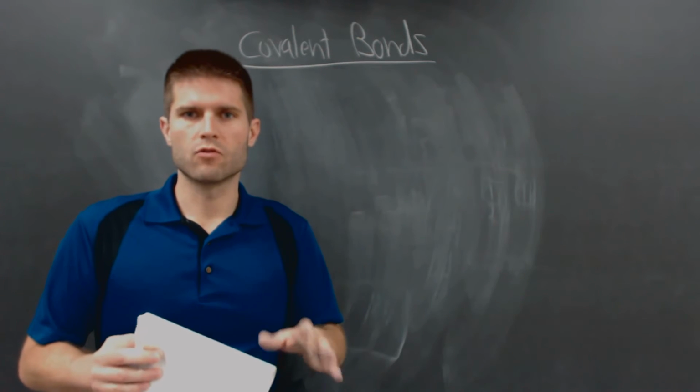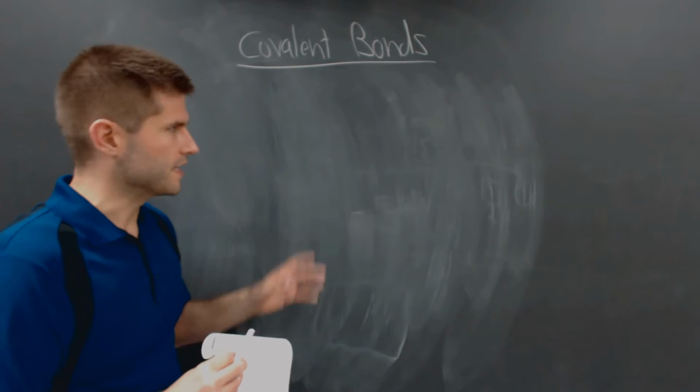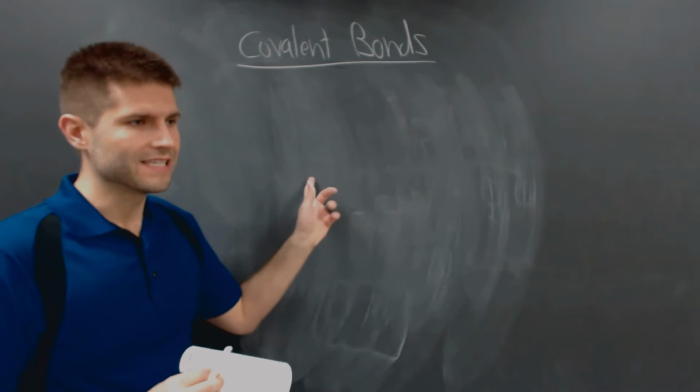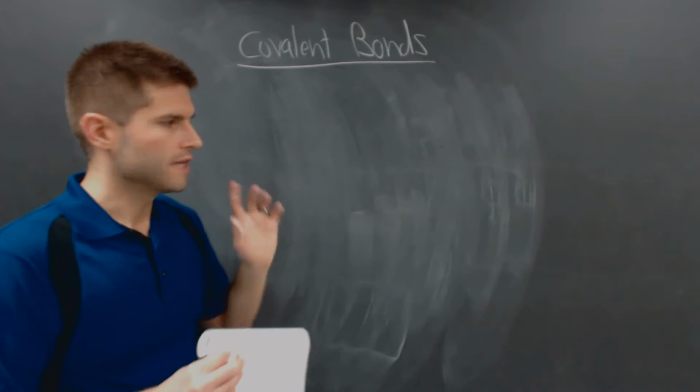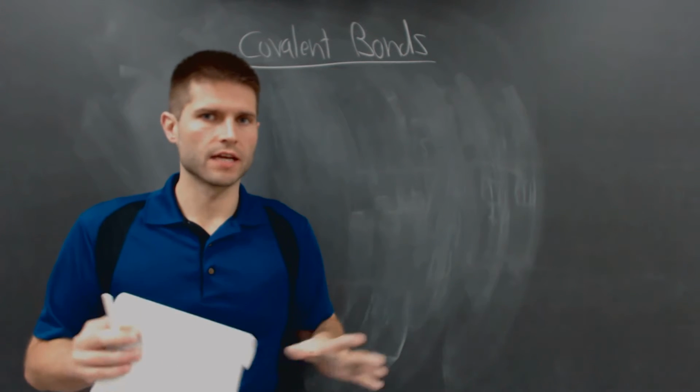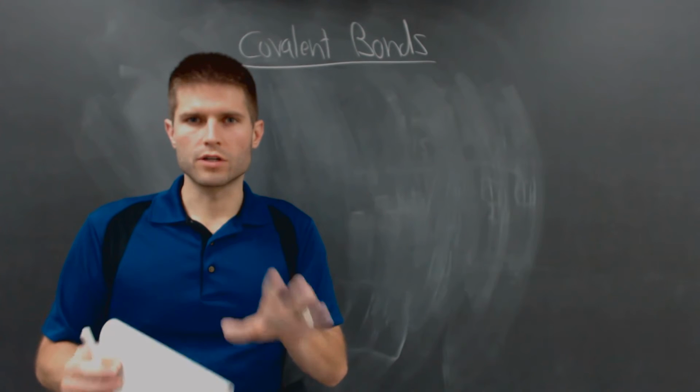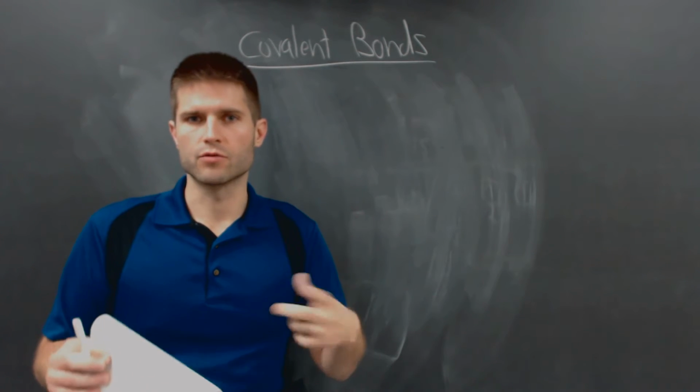Covalent bonds are a little bit more tricky, and the reason they're tricky is that one of the elements is not going to be donating electrons to the other element. What happens is we have this sharing of electrons going on. So it's a little bit more tricky to understand how this works.